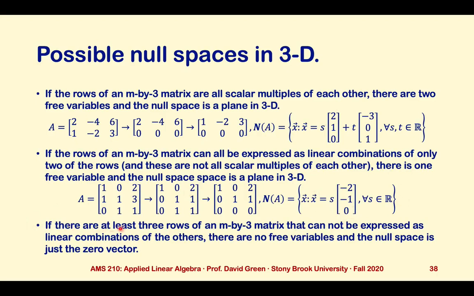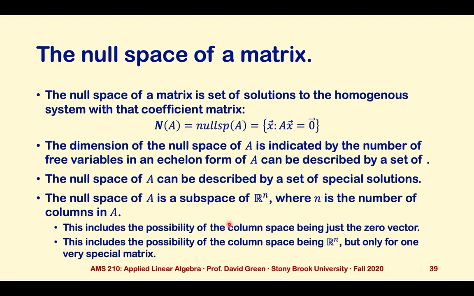If we have 3 rows that can't be expressed as linear combinations of the others, this is the case where we have no free variables. The null space is just the 0 vector. Okay. That was our discussion of the simple cases of 2 and 3D, where we have a little bit more ability to visualize.